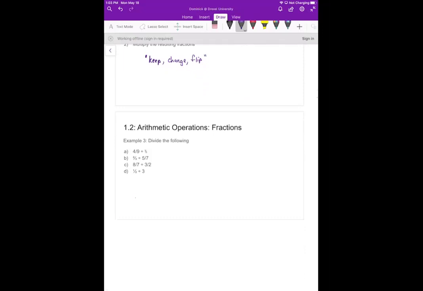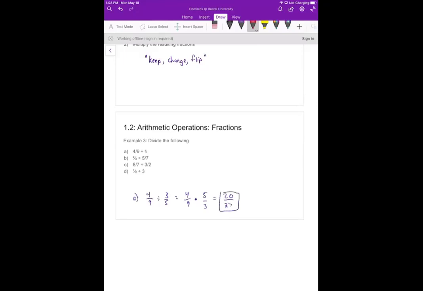So in this example, if I have something like 4 over 9 divided by 3 over 5, how do we do this? Well, we take 4 over 9, and instead of dividing by 3 over 5, we think of it as multiplying by 5 over 3. And now we just do what we did before. If I multiply the two top numbers, I get 20. And if I multiply the two bottom numbers, I get 27.